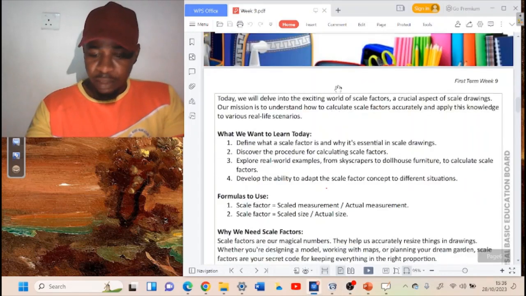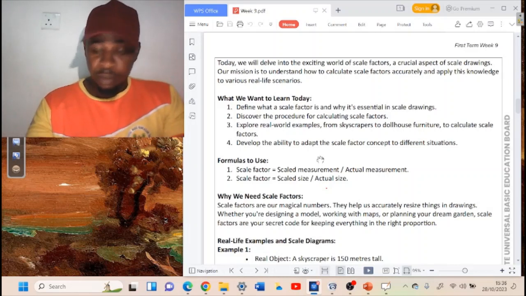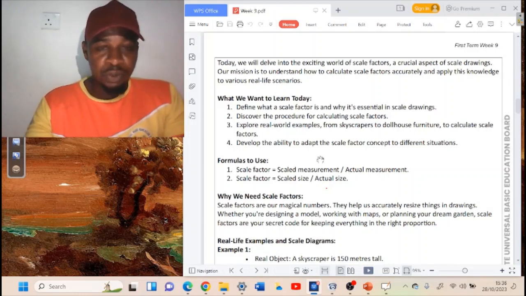But before that, let's explore what we're going to be learning today. We'll define what scale factor is and why it is very important in scale drawings. We'll look at the procedure for calculating scale factors, the formula, and we'll look at some real life examples. The formula that we're going to be using is scale factor equals scaled measurement divided by actual measurement, or what we call the model size divided by actual size.